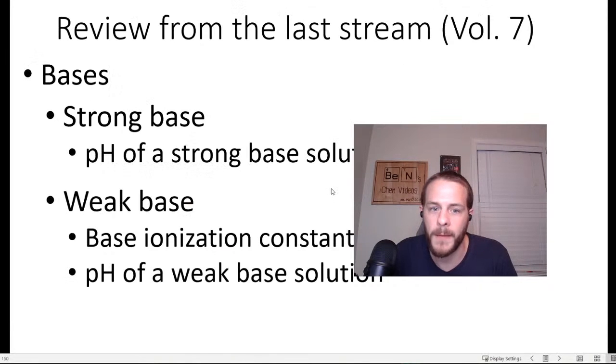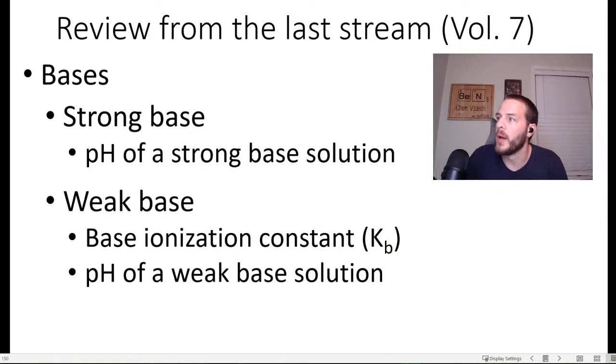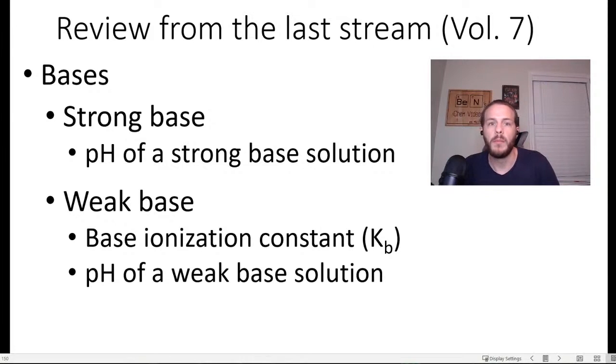So we're going to start by briefly reviewing last week's material. That was Volume 7. So Acids and Bases Volume 7. What did we talk about? Well, we talked a lot about bases. So leading up until then, we talked a lot about acid, strong acid, weak acid, pH of an acid, all that kind of stuff, polyprotic acids, percent ionization of an acid. But last week, we talked all about bases.